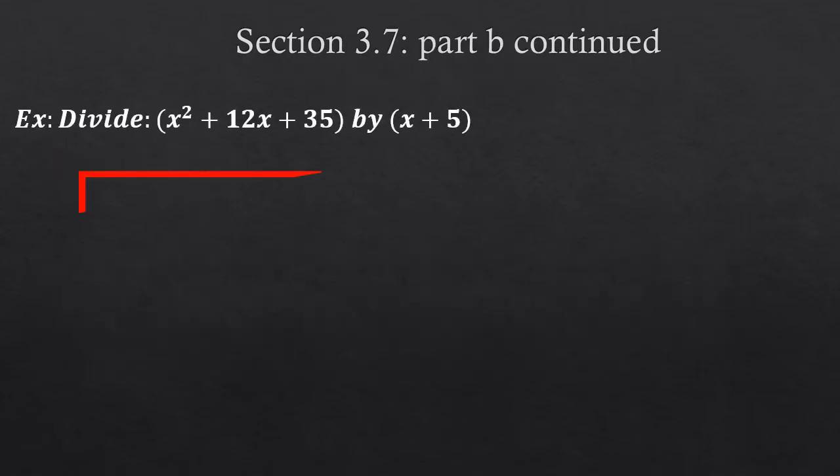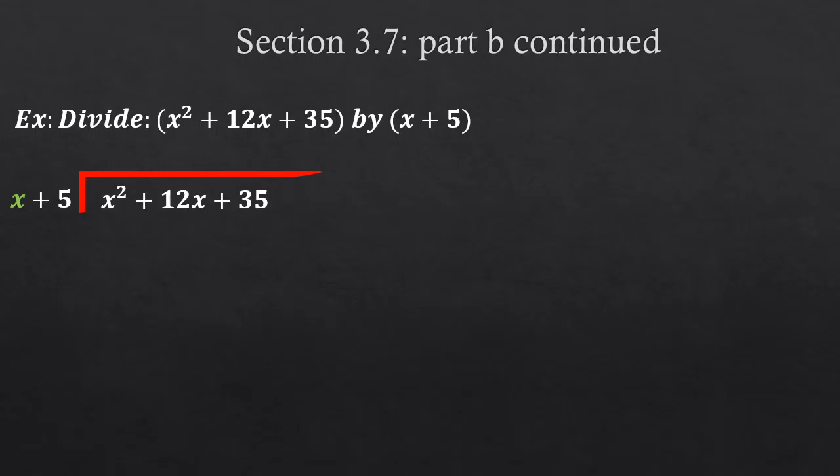You're being asked to divide x plus 5 into x to the second plus 12x plus 35. X plus 5 is called the divisor. X to the second plus 12x plus 35 is called the dividend. The divisor goes on the outside. The dividend goes on the inside.